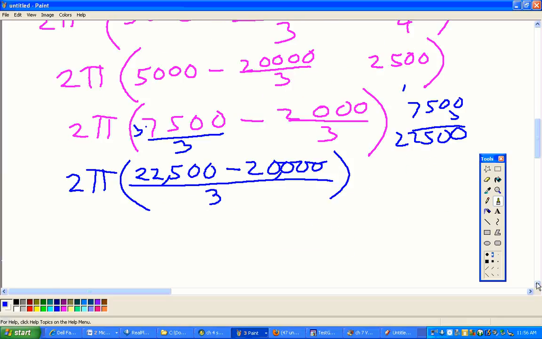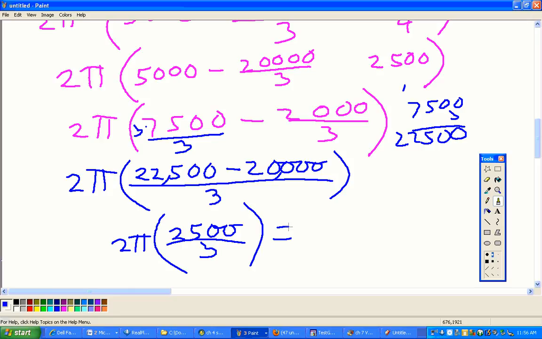So that looks like 2,500. So doubling that would get me 5,000 pi over 3, which I hope is one of the answers that they had. Agreed?